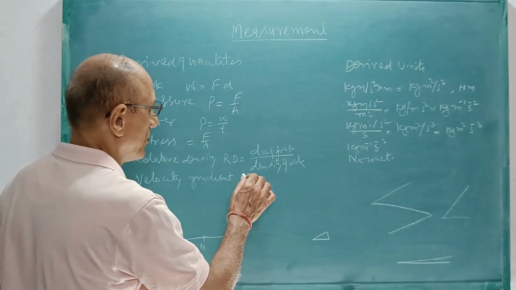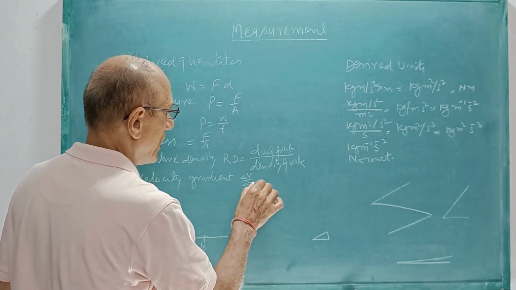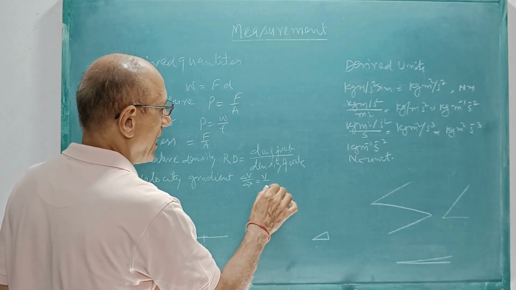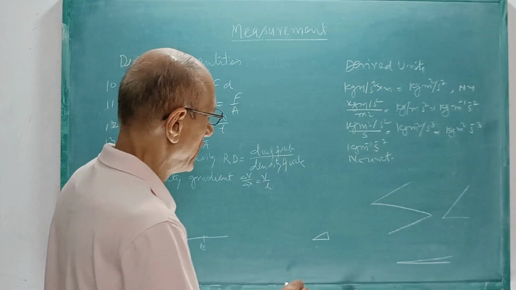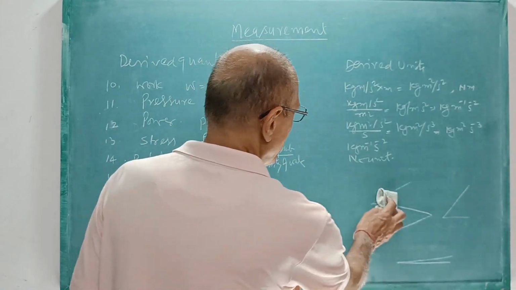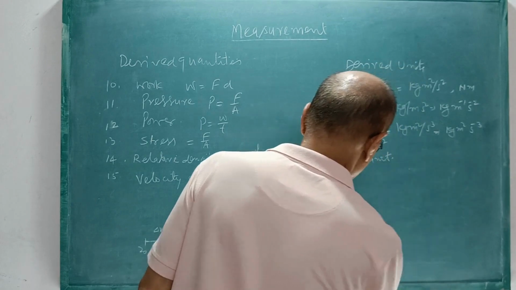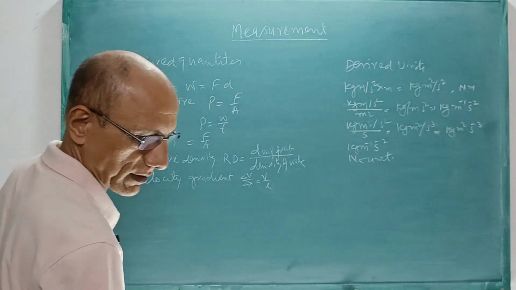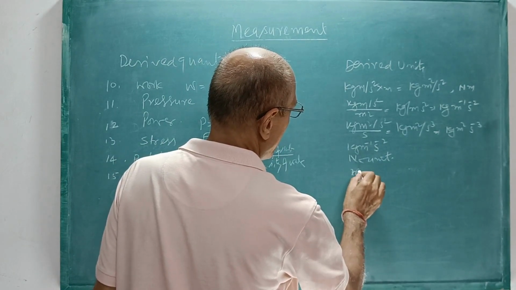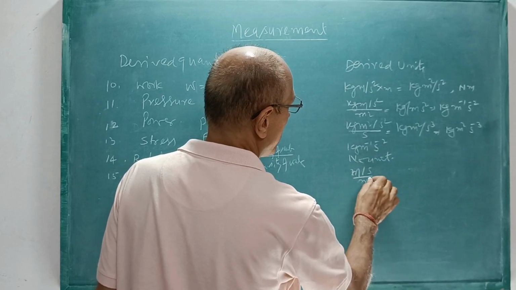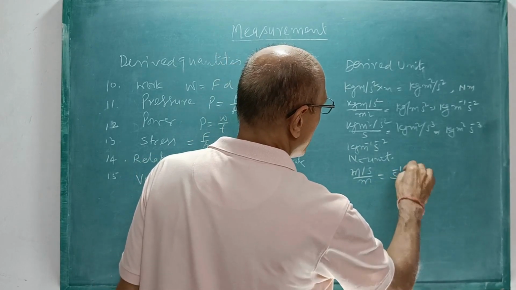That means it is nothing but delta v by delta x, or you can say v by L. This is velocity, this is length. So here the derived unit will be meter per second divided by meter, so it will remain only per second.